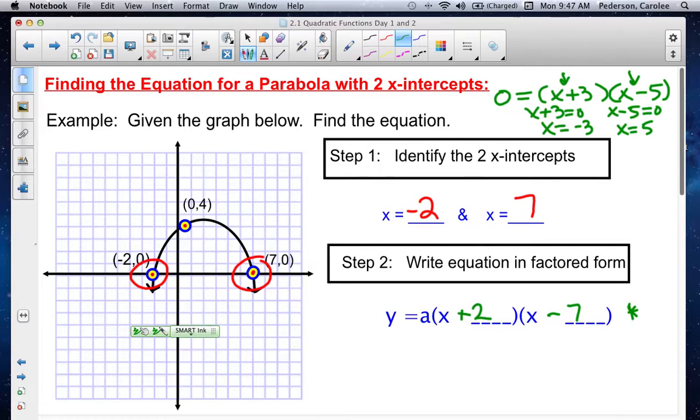Yes, sir? So there's no final, or do you have to do a form? No. So what we have to still find is one thing, the A. Remember, the A tells me a couple things. If it's a positive A, it opens up. If it's a negative A, it opens down. It also tells me how wide my graph is. Is it a parabola that's really wide? Or maybe it's really skinny? That's what A tells us. So what we have to do is go out and find A, and that's going to be part of step 3.